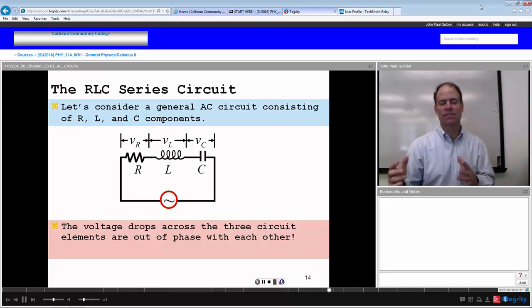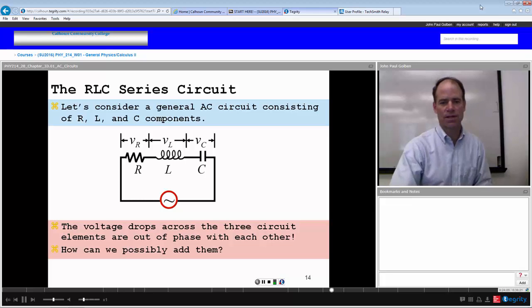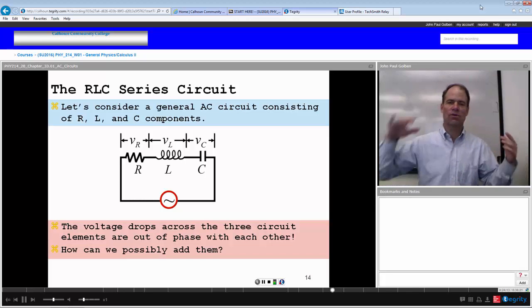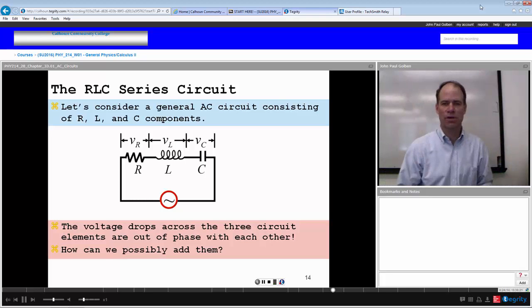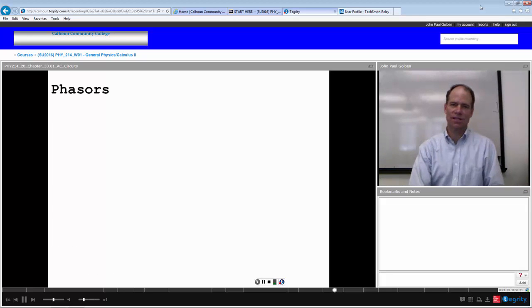The resistance will be totally in phase with the source, but the voltage across the inductor will lead the current and the voltage across the capacitor will lag the current. How can we possibly add these voltages when they're totally out of phase with one another? That's a good question. Well, to do this, we are going to introduce a concept called phasors.